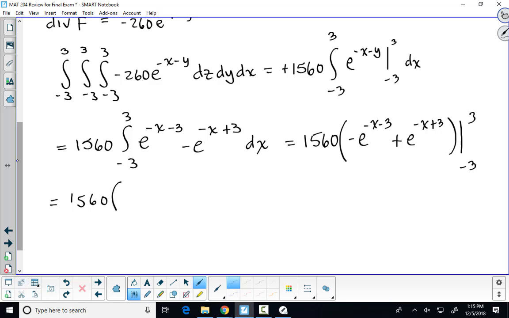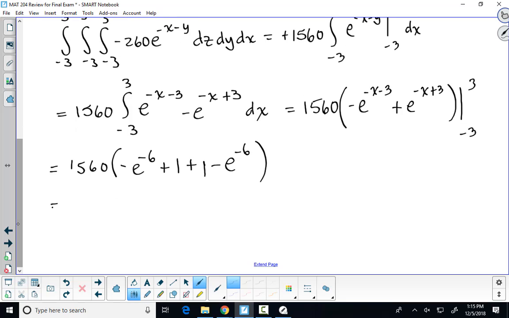Okay, so plugging in +3 up here is going to give us negative e to the -6 plus 1. And then we subtract off what happens at -3, so we get plus 1, and then minus an e to the -6. So we get all that. That cannot be simplified too much. We can factor out a 2, and we would get 3,120. And then minus e to the -6 plus 1. So you just come, okay, got an answer. So yeah, factor out the 2. Does that look good?